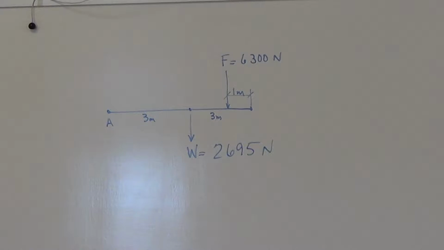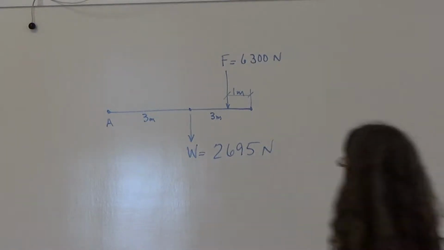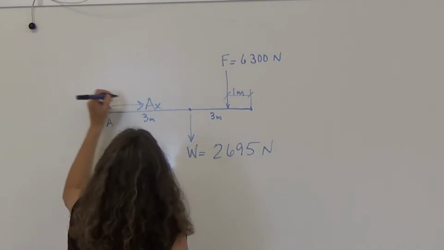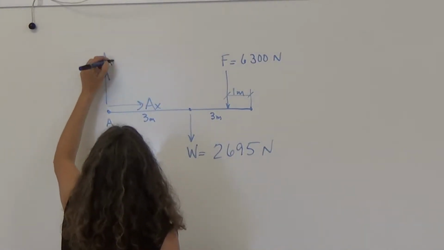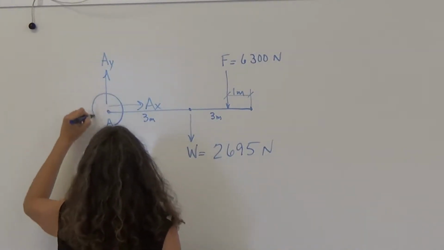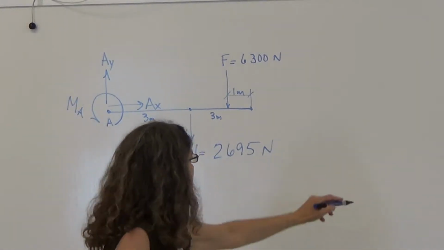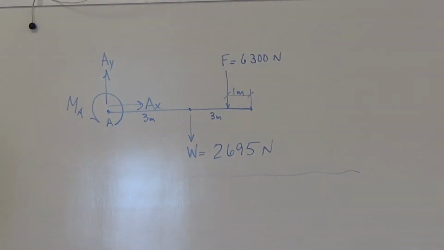Okay, what else is there, Sam? What else do I have to draw? AX, AY, and MA, a moment about A. And I drew a positive. So I have 3 unknowns, right? I need 3 equations. Which equation do you want to do first?